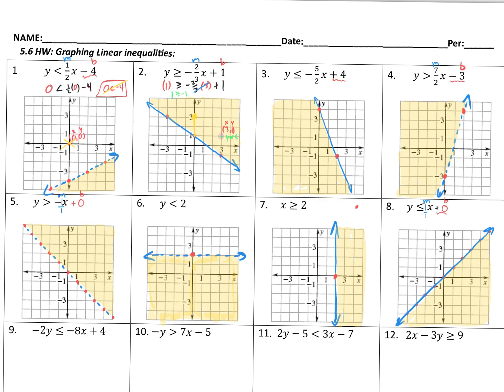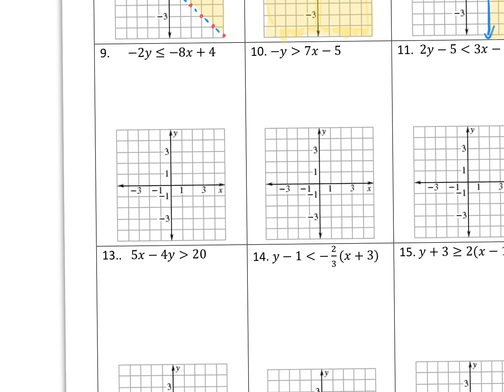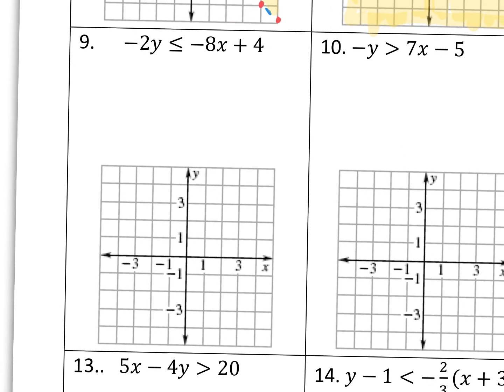It's all simplified. Starting on number 9, we no longer have simplified equations. We have to do some type of math to do step 1 to rewrite it in slope-intercept form. And that's where I'm going to pick up on the next video.